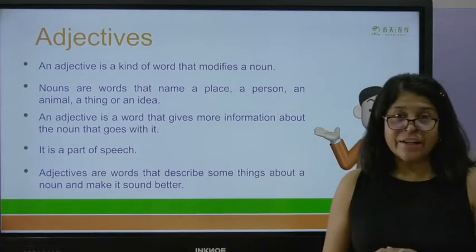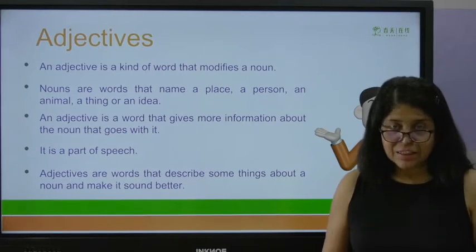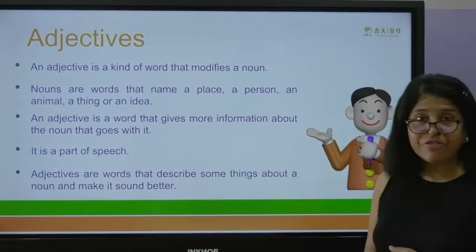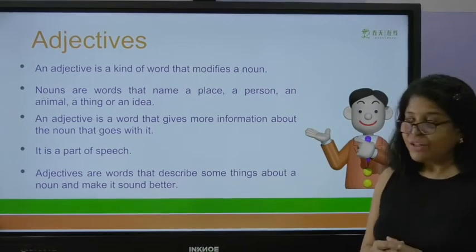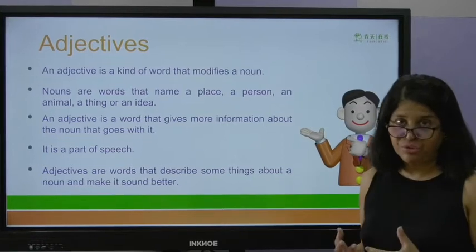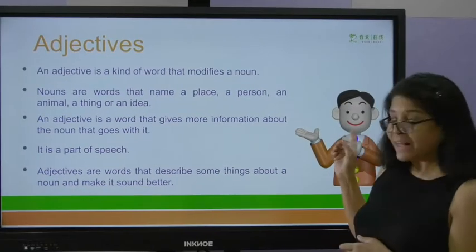Today we're going to learn about adjectives. An adjective is a kind of word that modifies a noun. So what does it do? It modifies a noun, it changes the noun. So we'll find out more about that later.